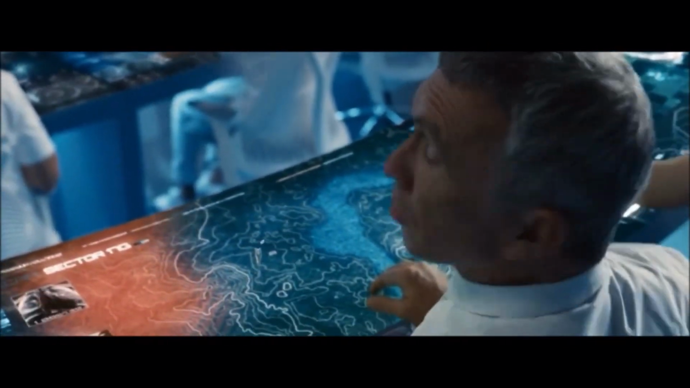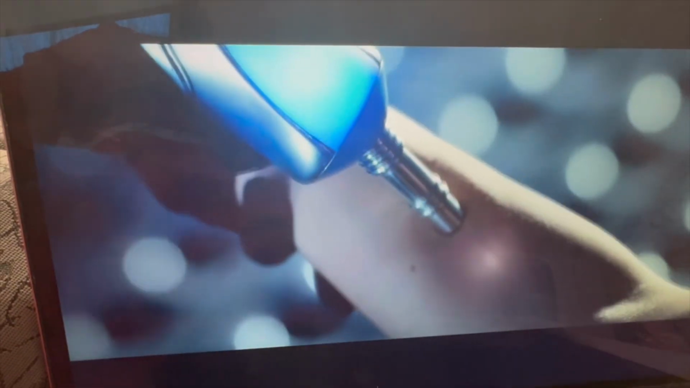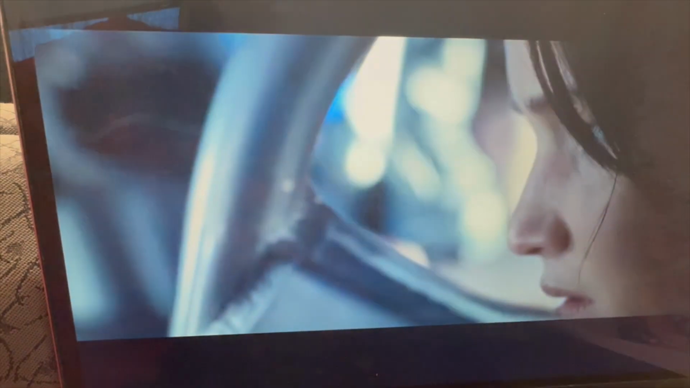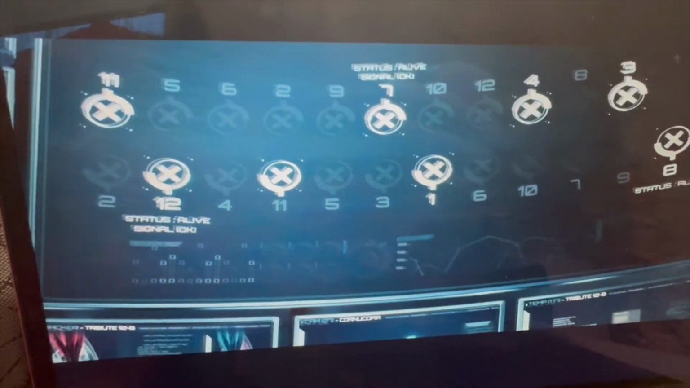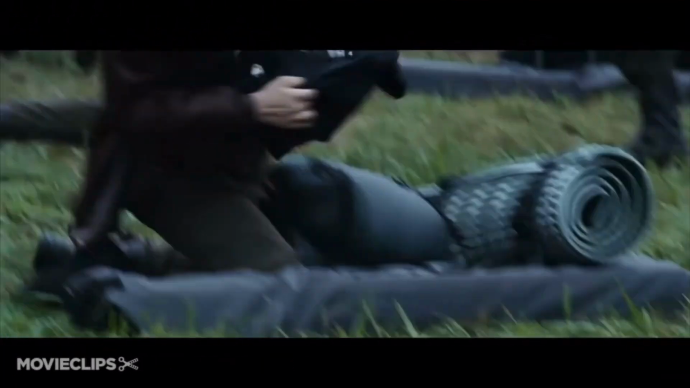In the control rooms, the game makers oversee live feeds of the games, broadcasting them around the clock. This constant surveillance serves as a reminder to the districts that the Capitol is always watching, reinforcing fear and submission. Additionally, tributes are implanted with tracking devices, ensuring they cannot escape and must adhere to the Capitol's rules. This surveillance underscores the Capitol's absolute authority and their ability to enforce compliance.